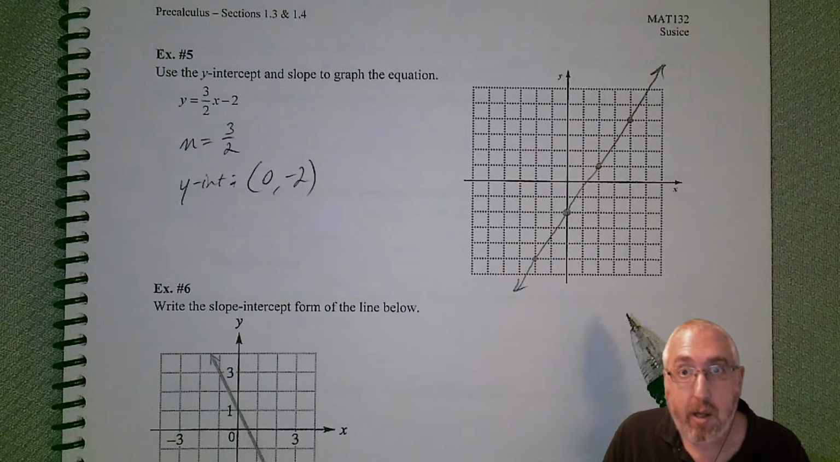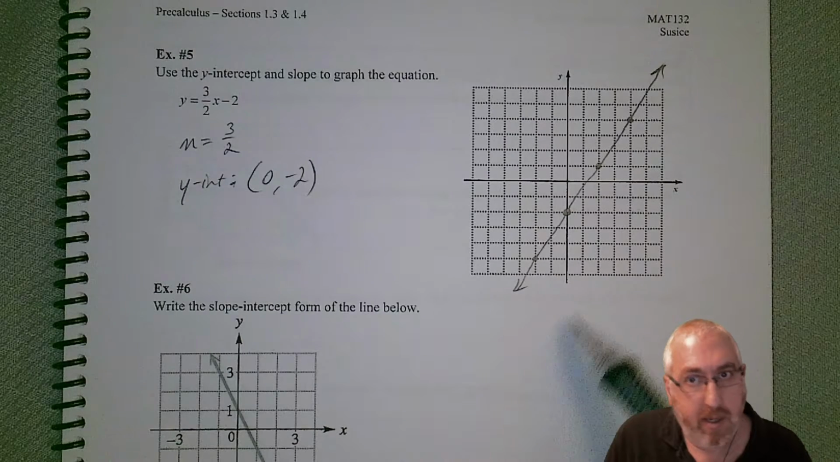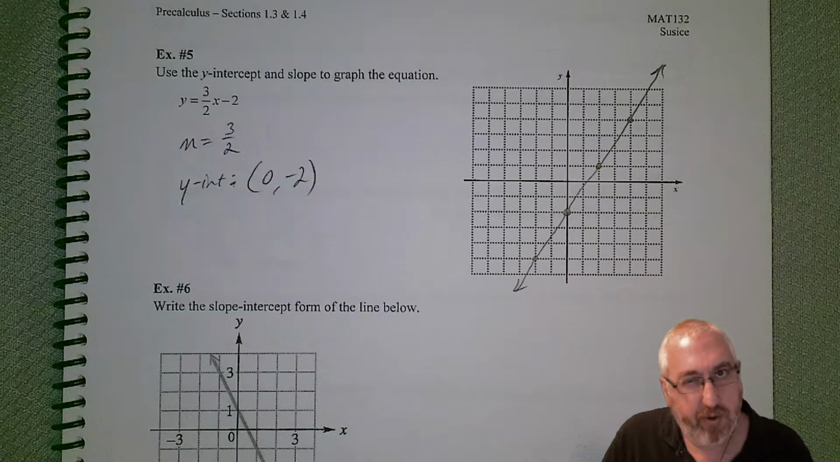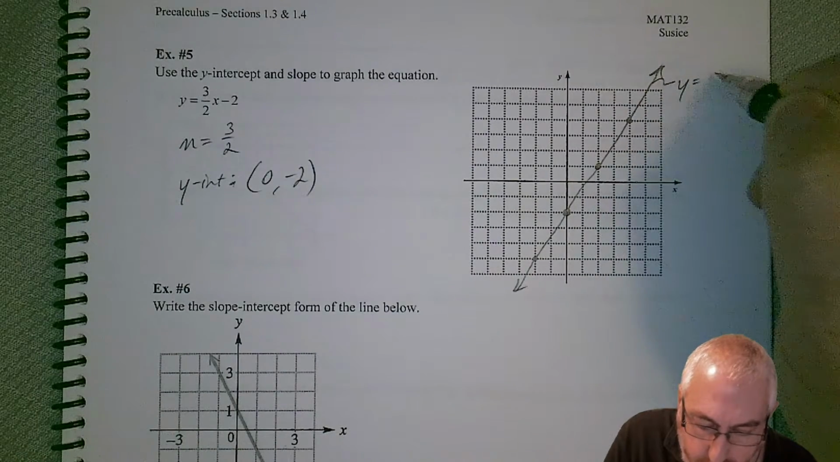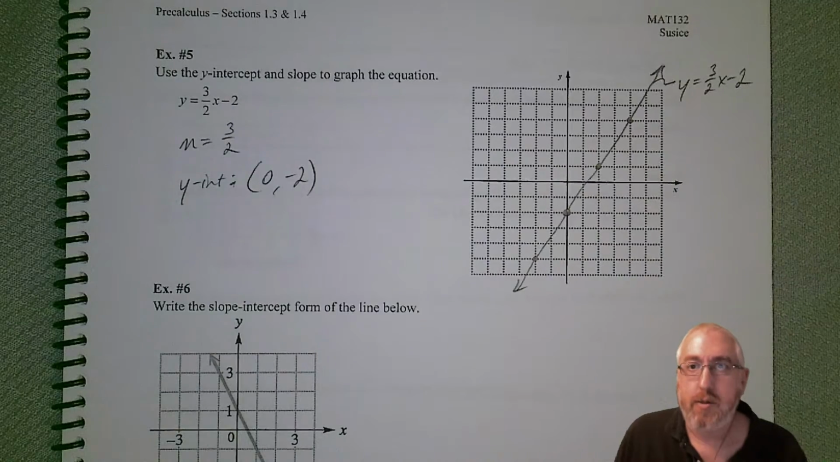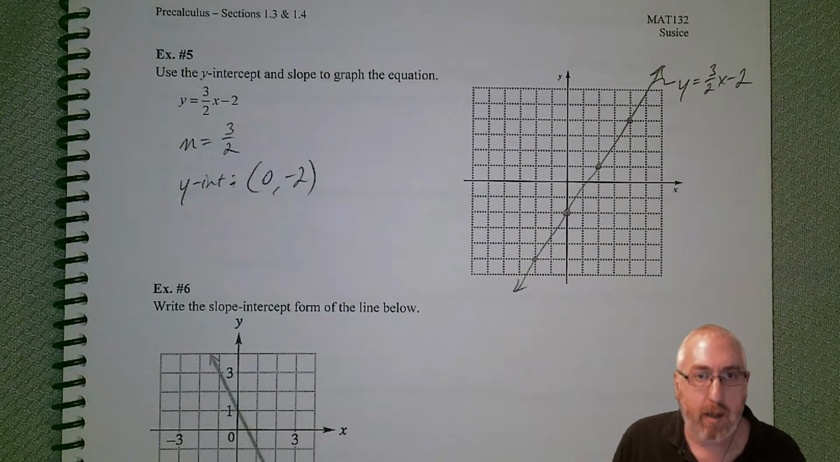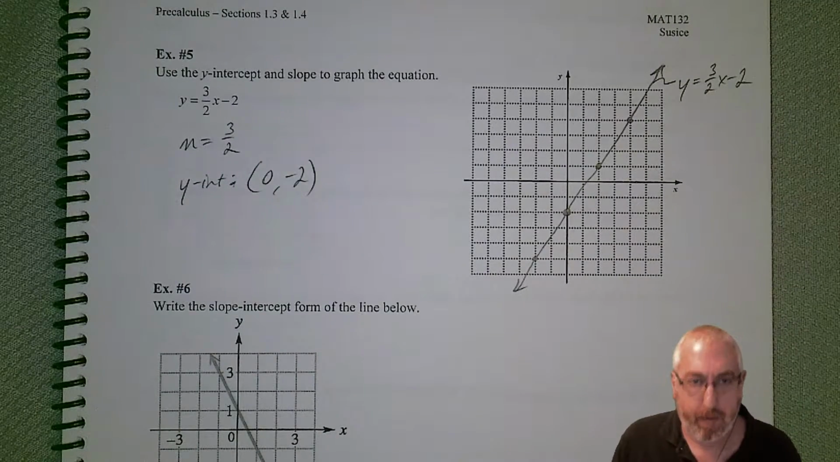Now, technically we only need 2 points to draw a line, but it doesn't hurt to have a few extra just to make sure you stay on course. And then if you want to label it, it's not a bad idea. So there's our line. Nice and quick.